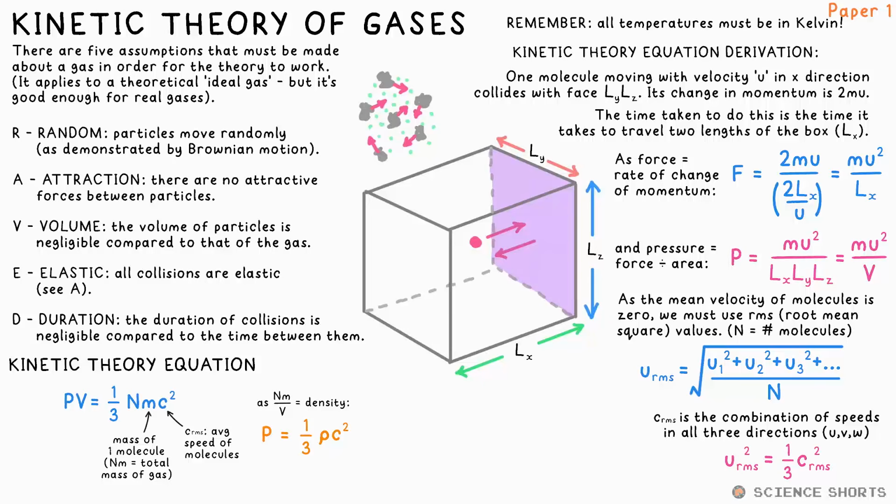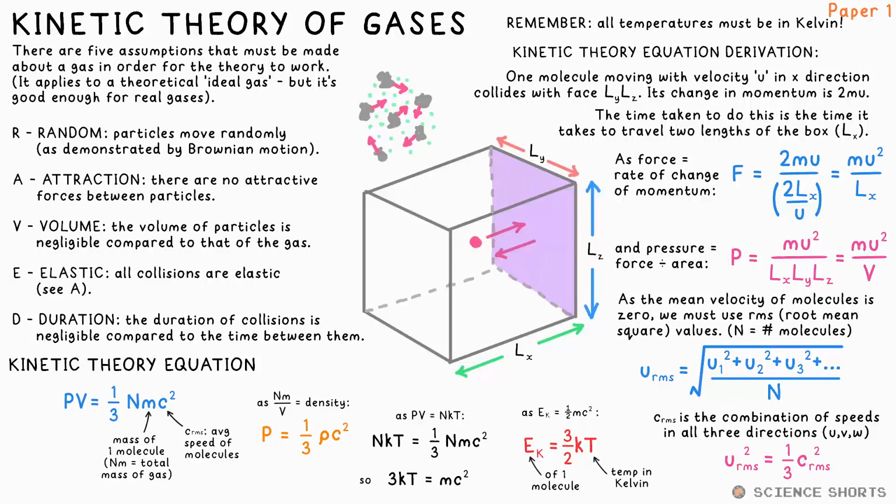When doing calculations, don't bother writing the RMS. As PV is also equal to NkT, we find that mc squared is equal to 3kT. Half this and we have kinetic energy, half mc squared, half mv squared. So the kinetic energy of one molecule in a gas is equal to 3/2 kT. That means if you know the temperature of a gas, you can automatically know the energy of one molecule. Multiplying by big N, of course, and you have the total kinetic energy of the gas.